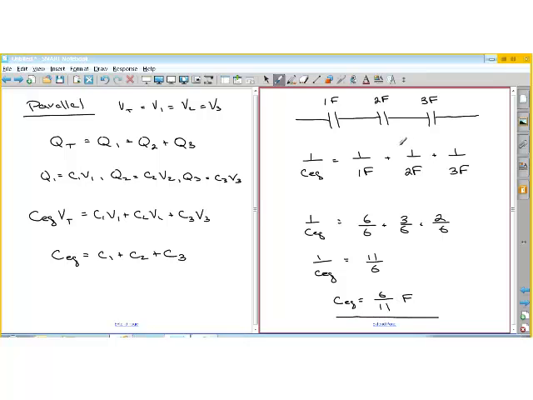Notice that this 6/11 is less than any one of the original capacitances. So putting capacitors in series results in a lower equivalent capacitance.